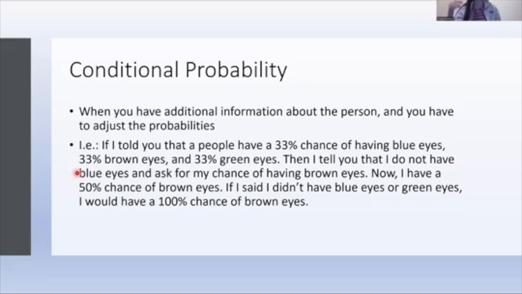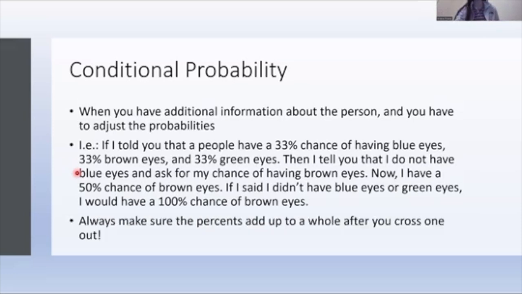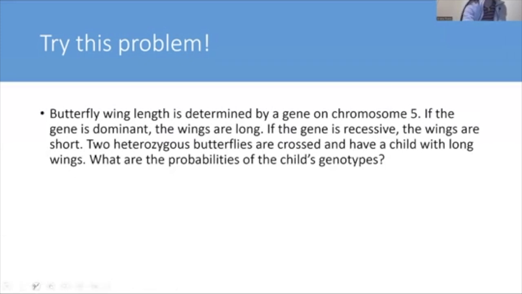So based on some additional information that you knew about me, you had to adjust the probabilities that we were using as we were solving a problem. So the key here is to always make sure that your percents add up to 100 and your fractions add up to one whole after you cross one out. So let's do an example to make sure that we got this.